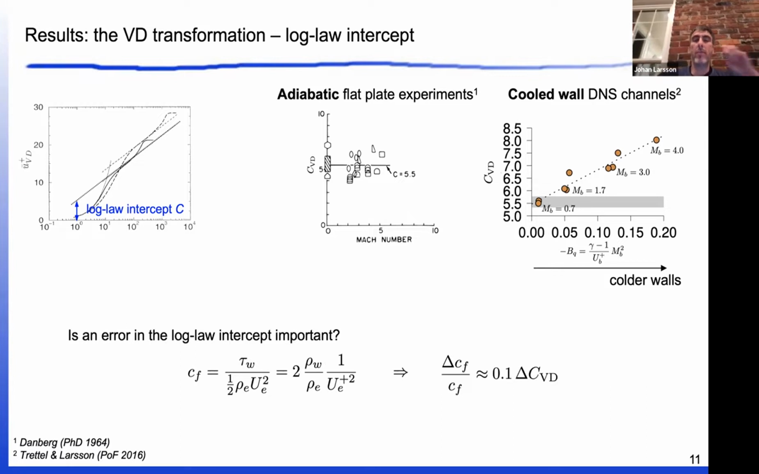So the question then is, this feels very academic. Is a shift in the log law intercept really that important? The answer is that it is. If you look at the definition of the friction coefficient, it is proportional to the inverse of the square of the inner scaled velocity at the edge of the boundary layer. This means that the relative error in friction coefficient is about 10% of the shift in the log law intercept for most boundary layers. In the channel data here of Andrew Trettel, the log law intercept goes from 5.5 up to about 8. So a shift of 2.5 is basically a 25% change in friction coefficient. So it is important.